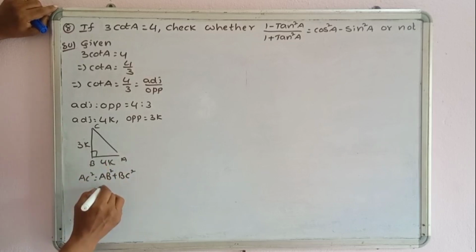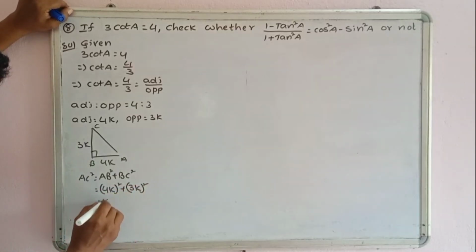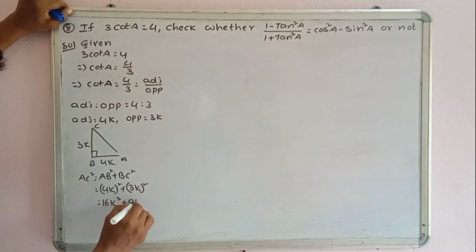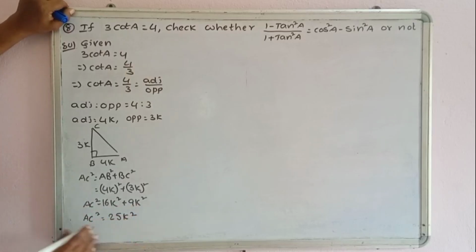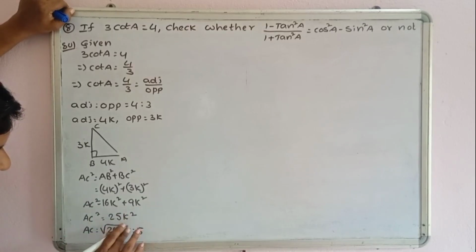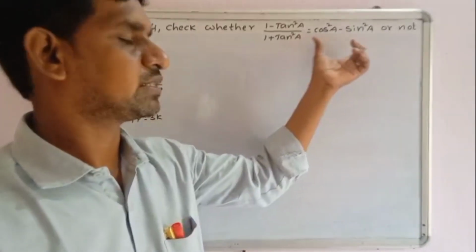So AB value is how much? 4k, 4k whole square, plus BC value 3k. 4k whole square is nothing but 4 square, 16k square, and 3 square value is 9k square. What is this, AC square? AC square equals 16k square plus 9k square, which is 25k square. So AC equals how much? Square root of 25k square. Square root of 25 is 5, square root of k square is k. This is the value of AC, so AC is 5k. Now we will prove whether LHS is equal to RHS or not.